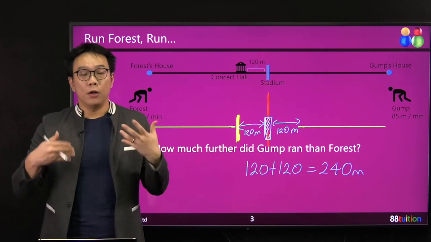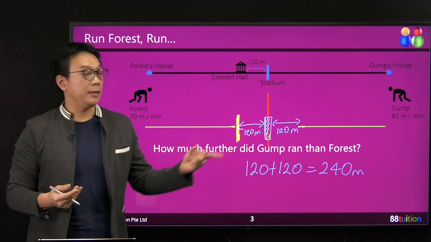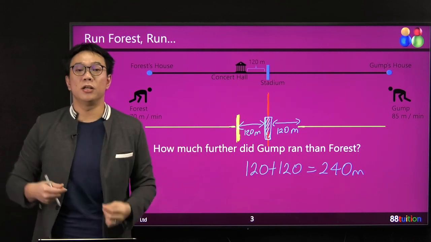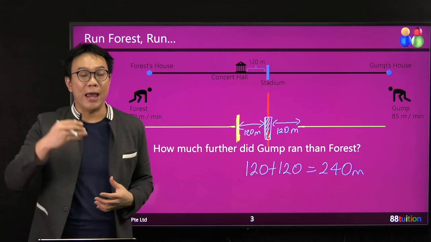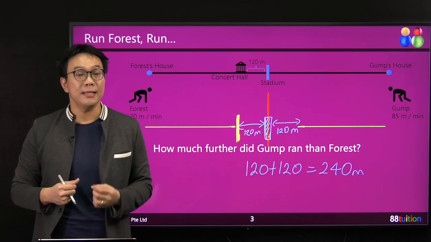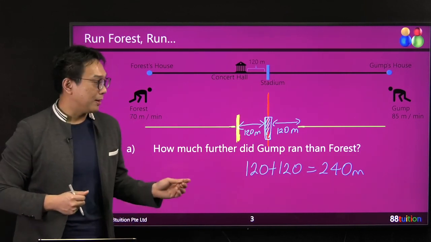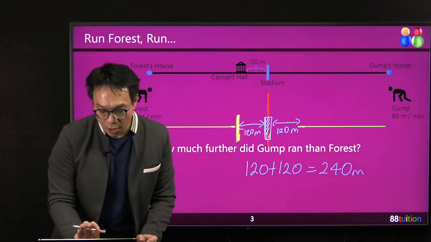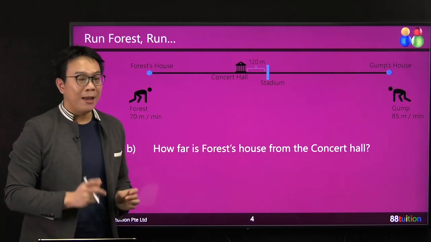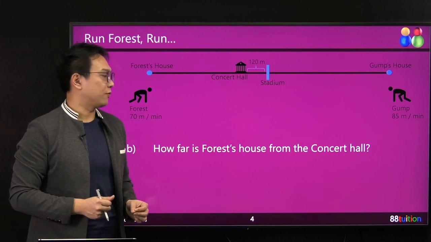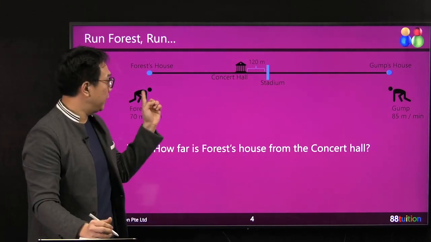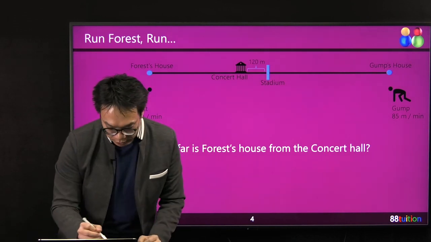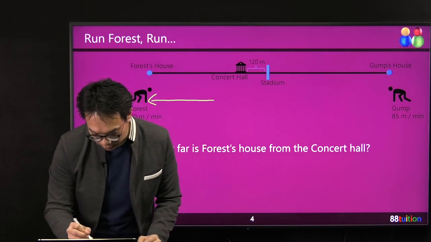Yes. How come he can run faster? Because he is having an additional speed of what? 15 meters every 1 minute. He can cover an additional distance of 15 meters every 1 minute. Does it make sense really? Yes. Okay, then now what is happening? How far is Forrest's house from the concert hall? So you're looking for what? You're looking for this portion, here to here, the concert hall.